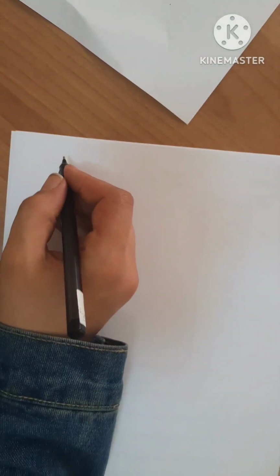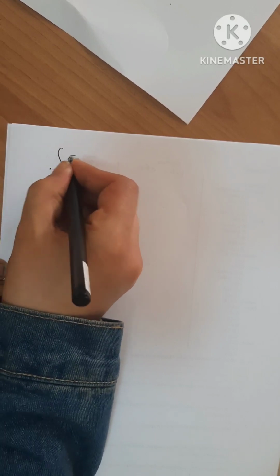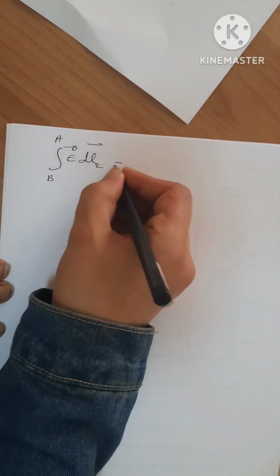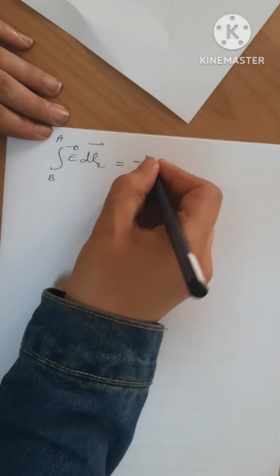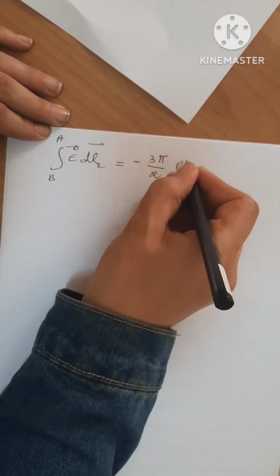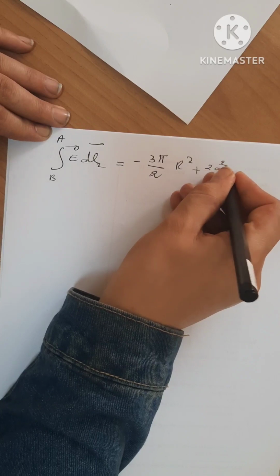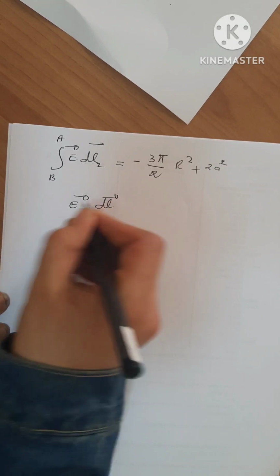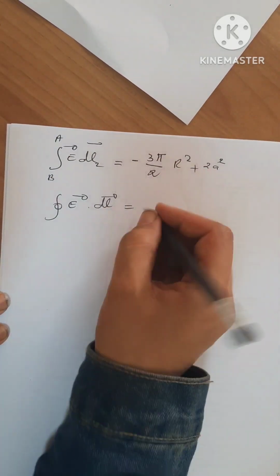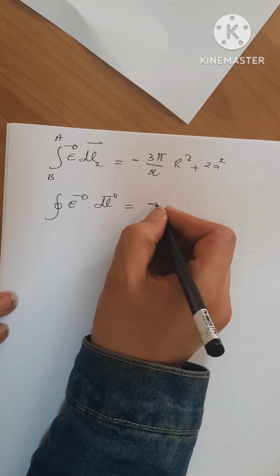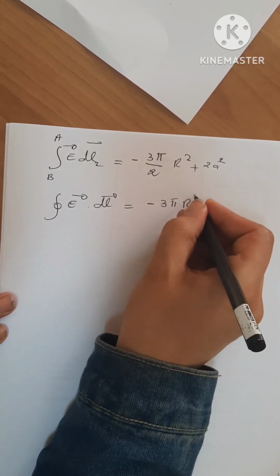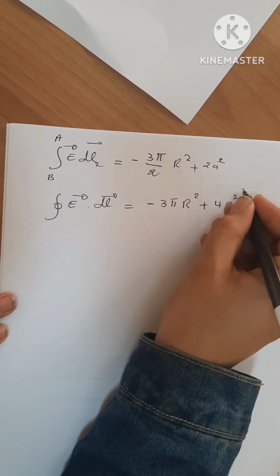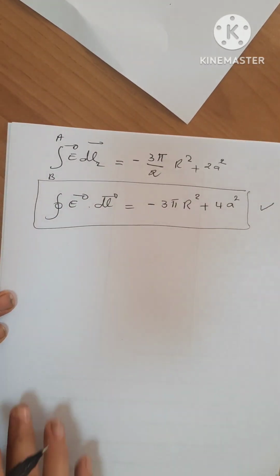The integral of E dl2 from b to a, using the same method, we found the same result, minus 3 pi over 2 r squared plus 2a squared. So E dl over the closed surface is 2 times this one, so it's minus 3 pi r squared plus 4a squared. This is the first one. This is the end of the first part.